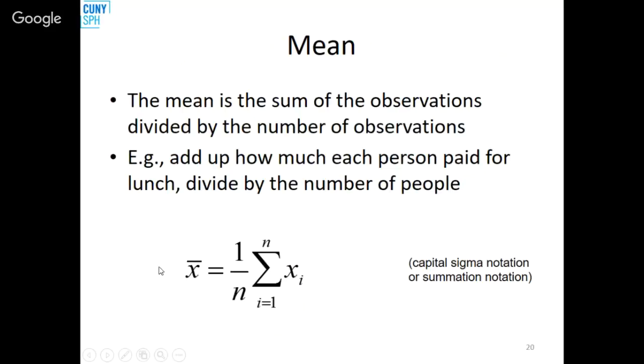And if you look back to the syllabus, you'll find that we are using the convention in this class that for things calculated from a sample, we use Roman letters like x. Things representing the population, we use Greek letters like mu for the mean. So x bar here is the mean for this sample.